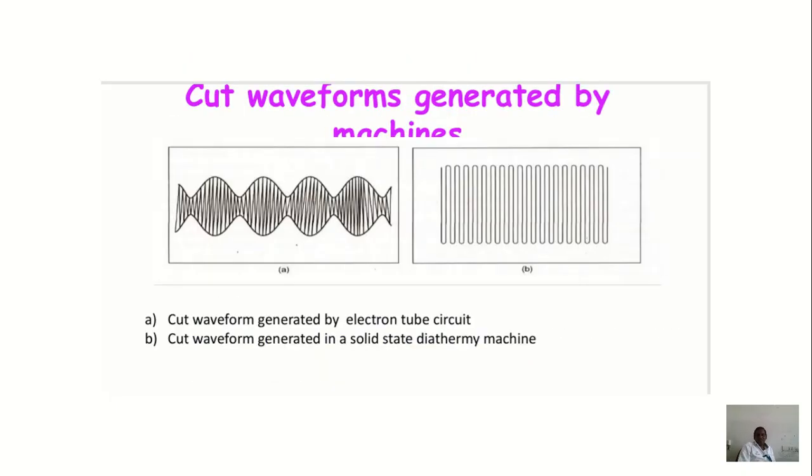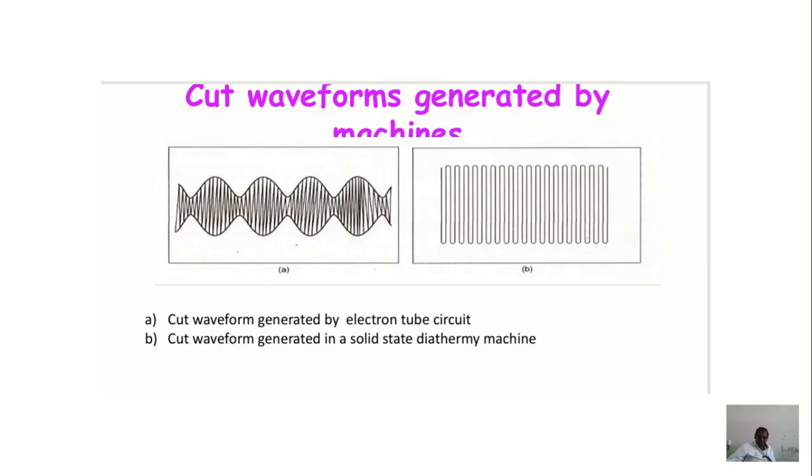In this slide, we already know about high frequency current, but what kind of waveform? We use different kinds of waveforms for different operations in diathermy machines, not simply the sinusoidal wave. Different waveforms are generated in different machines, depending on the manufacturer. In this diagram we can see A and B, two diagrams. Both are used for the cutting operation, showing cut waveforms generated by the machines.